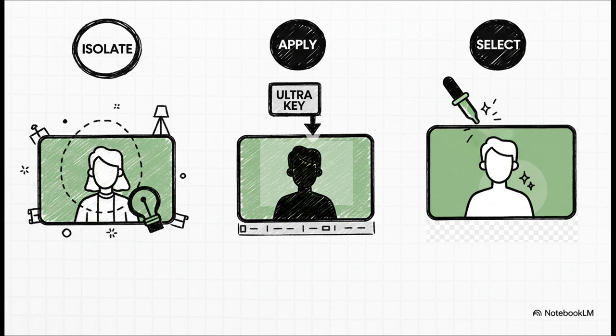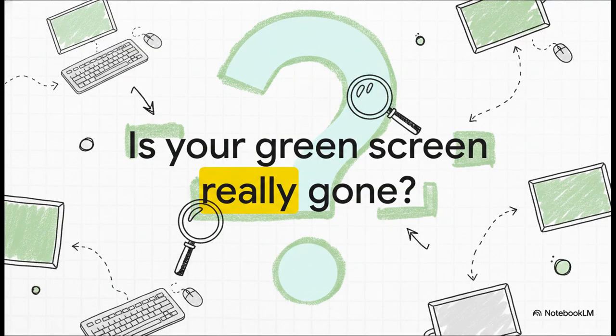Next, you're going to find the Ultra Key effect and drag it right onto your video clip. Then, grab that eyedropper tool from the Effect Controls, click anywhere on the green background, and poof, it's gone. Transparent. But wait a second, is it really gone?